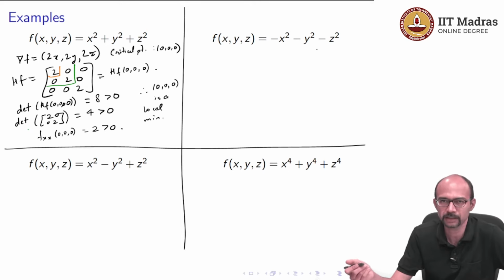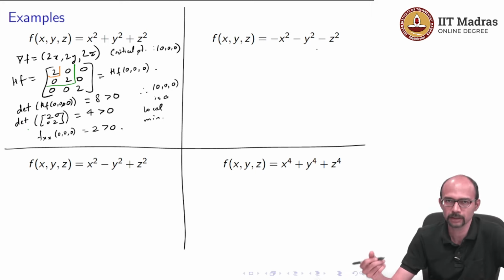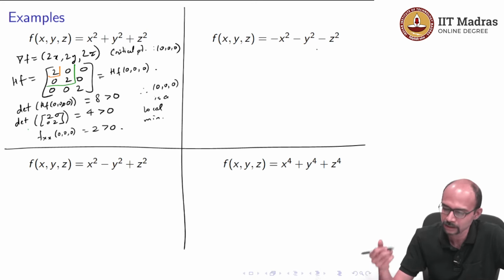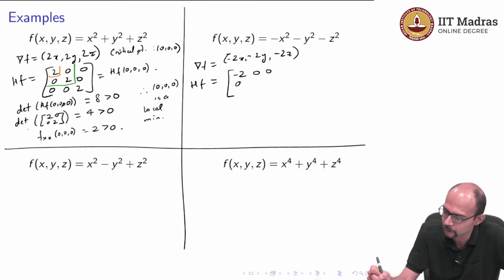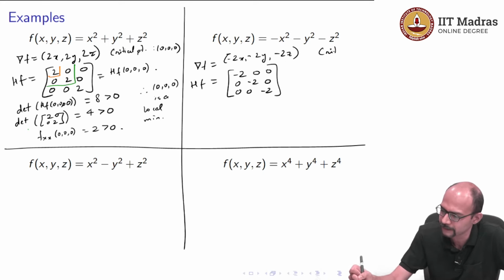Similarly, if you take minus x squared minus y squared minus z squared, by the same argument, it is always a non-positive function. The only place it is 0 is the point 0 0 0. It is a global maximum, and so hopefully the Hessian test picks that out. So, I am going to do this really fast. Gradient is minus 2x, minus 2y, minus 2z. The Hessian matrix now you can write down is minus 2 0 0, 0 minus 2 0, 0 0 minus 2. Critical point is clearly 0 0 0. So, this is the Hessian also at that critical point.